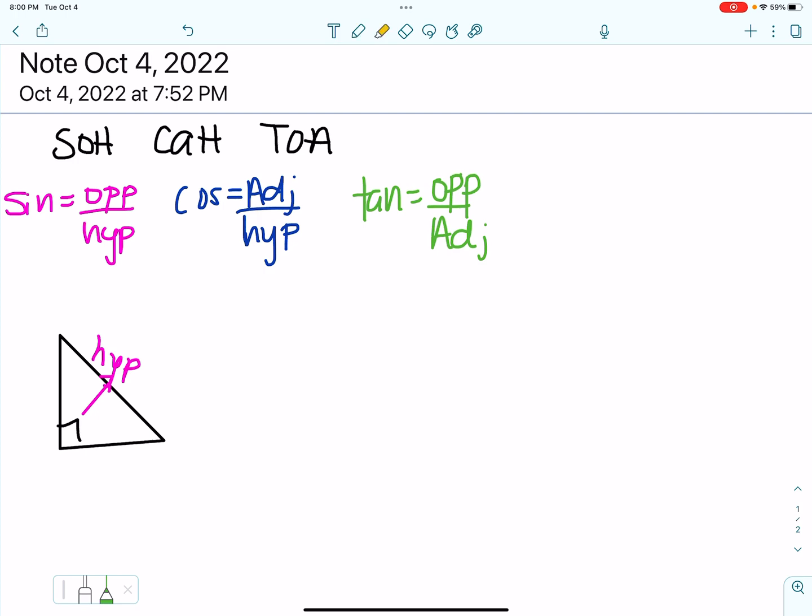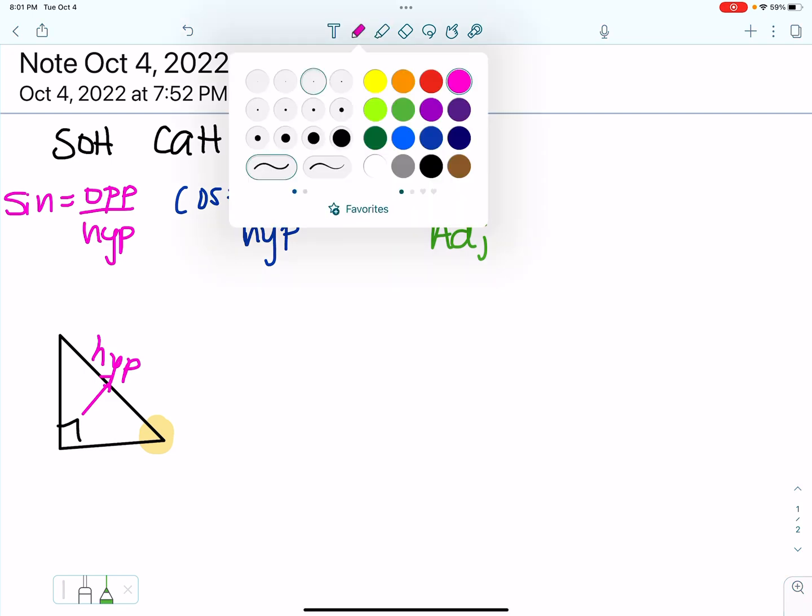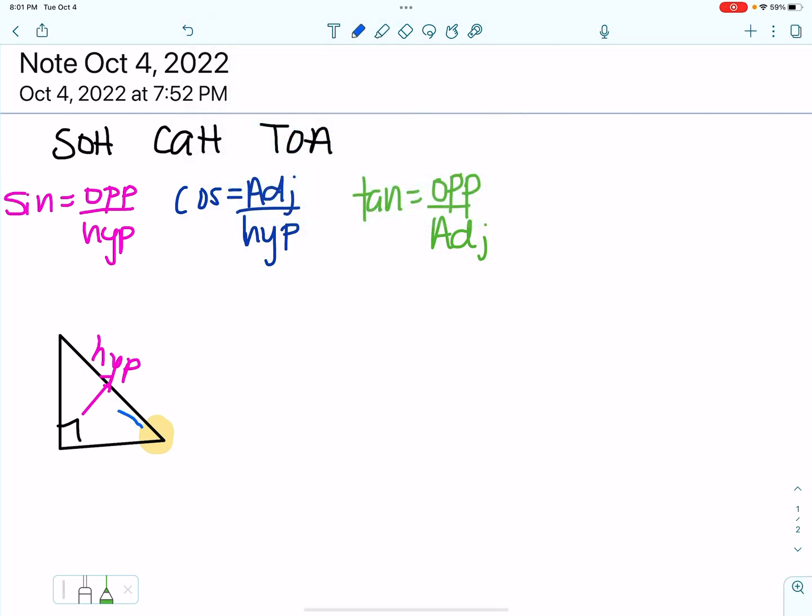So let's say we're looking at this angle right here. Your opposite side would be the one directly across from that. So that would be your opposite. Your adjacent would be the one directly beside that. So that is your adjacent.